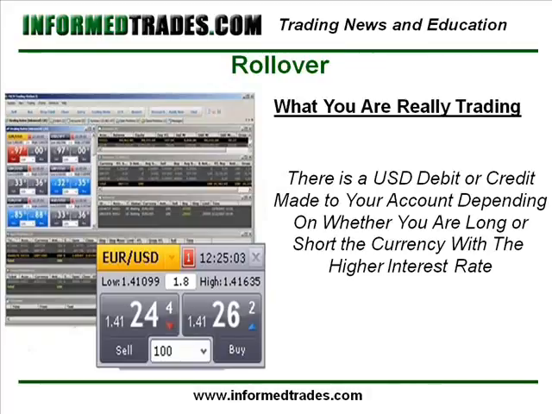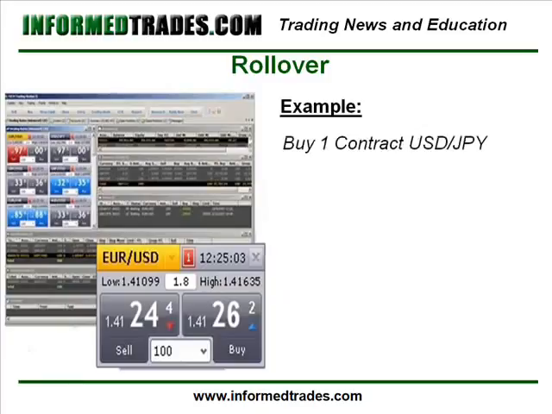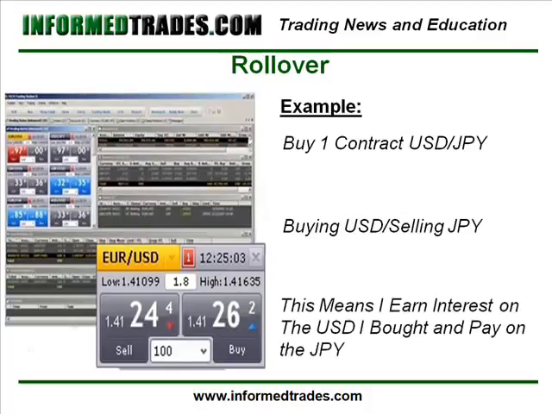As with most other transactions which involve holding or borrowing money, trading currencies also involves an interest payment or credit depending on whether you are the holder of a currency or the borrower of a currency. What this means is that if I buy dollar yen, which means I have bought US dollars and sold Japanese yen, then I earn interest on the US dollars I have bought and pay interest on the Japanese yen that I have sold in order to buy those US dollars. The reason for this is technically what I'm doing when I sell a currency is borrowing that currency and then exchanging the borrowed currency for the equivalent amount of the currency that I'm buying.